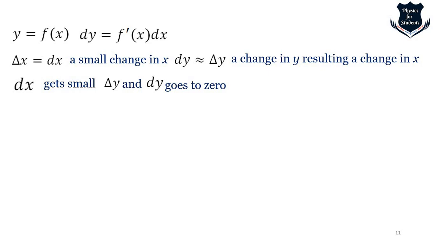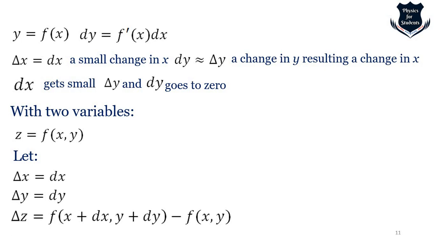Now apart from that, if we want to extend this idea to two variables, let us see what happens. So we get z equal to f(x, y), so we have taken two variables, and let delta x equal dx and delta y equal dy represent changes in x and y respectively, and let delta z equal f(x plus dx, y plus dy) minus f(x, y) be the change in z over the change in x and y.